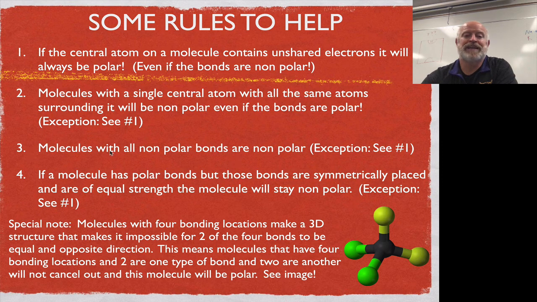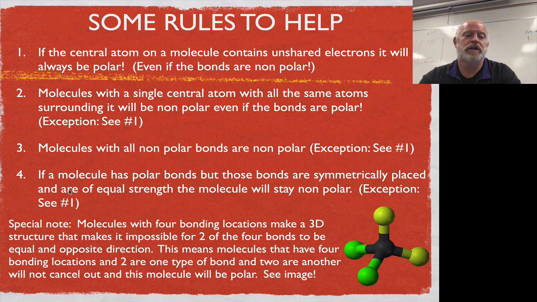Number three, if you have all nonpolar bonds, your molecule is nonpolar, all right? So that would make sense, right? If there's no polar bonds, how do you create polarity, okay? There is an exception to that. If you have these unshared pairs of electrons, they create the polarity because they create a negative region around that atom by being there on that center atom, okay? So basically, rule one trumps rules 2 and 3, okay?